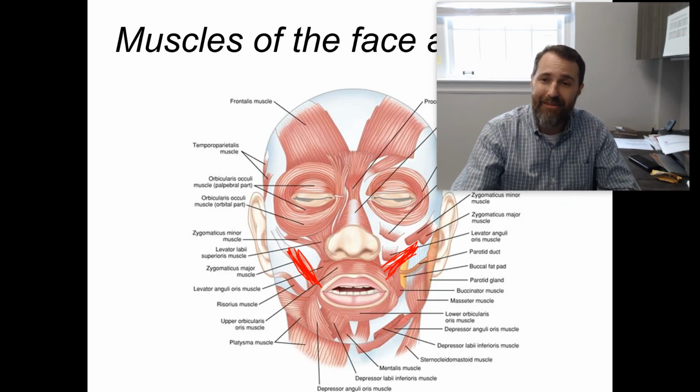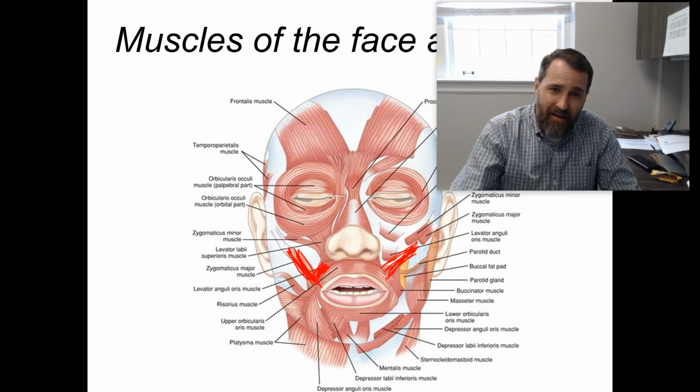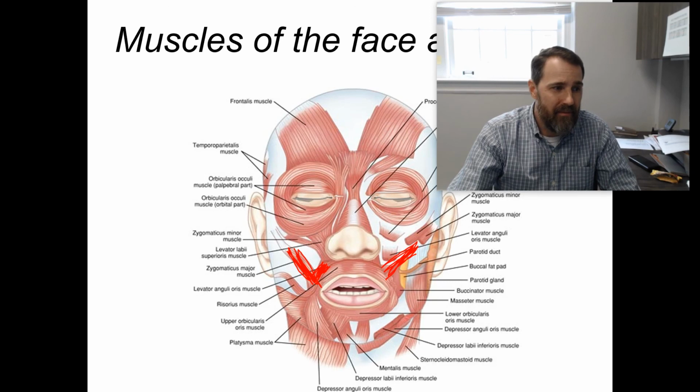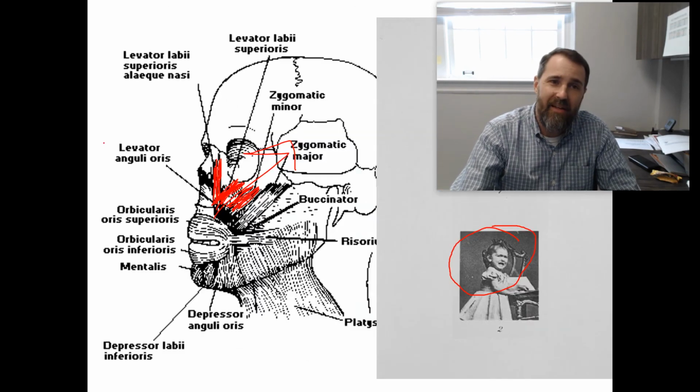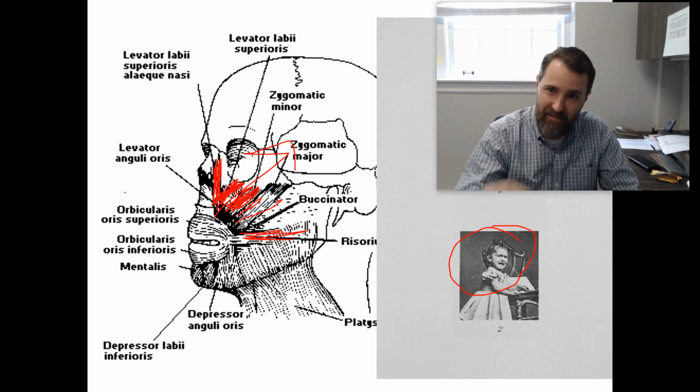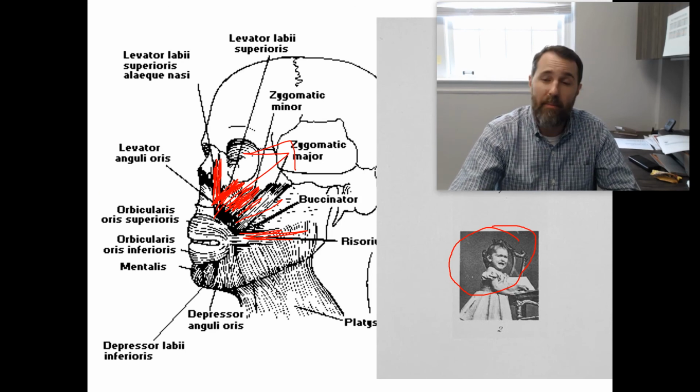So we have zygomatic major, you have the levator anguli oris, you have the levator labii superioris alaeque nasi, as well as the levator labii superioris and zygomatic minor. These are all elevators of the upper lip, although they pull the lip in different directions, and you can see that based on the angle at which they connect into the orbicularis oris.